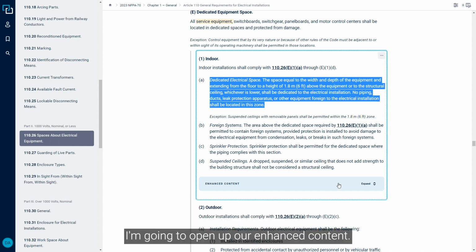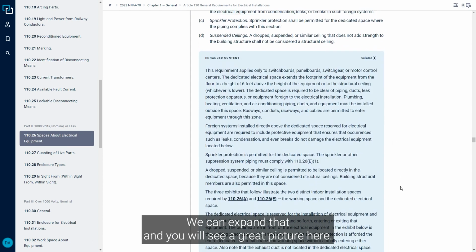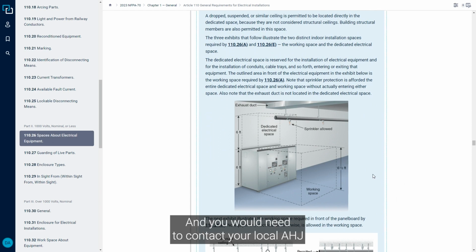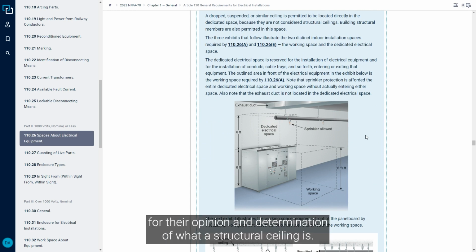I'm going to open up our enhanced content. This is in the blue right here. We can expand that and you will see a great picture here. And you would need to contact your local AHJ for their opinion and determination of what a structural ceiling is.